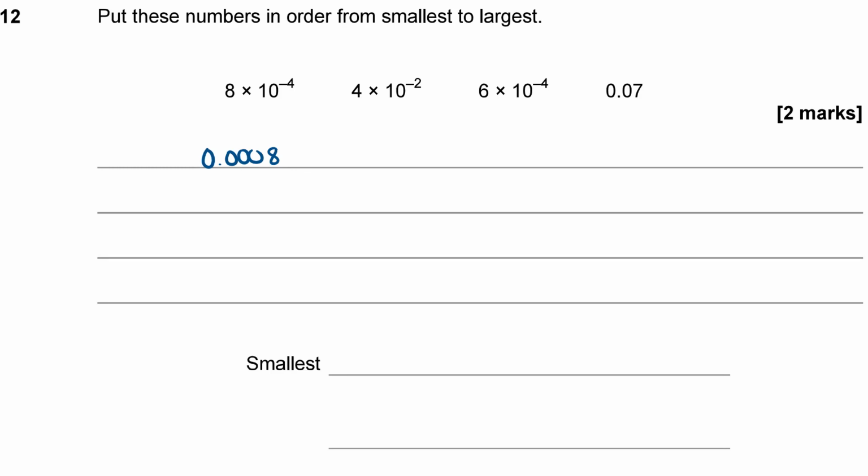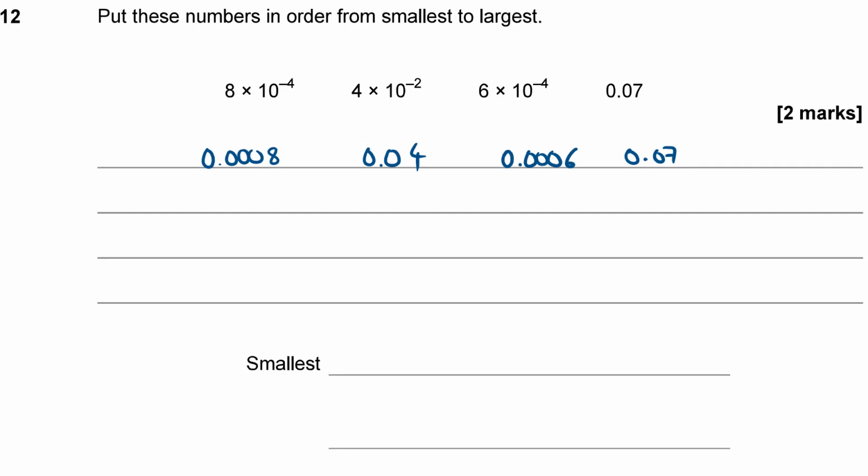Okay, if it's minus 4, I'm writing 4 zeros. 0.0008. 4 times 10 to the minus 2. Again, I've got minus 2, so we're going to write 2, 0, 0.0, and then put the 4 in. 6 times 10 to the minus 4. Going to write 4 zeros. 1, 2, 3, 4. And then the 6. And then I've got my number there, 0.07 on the end.